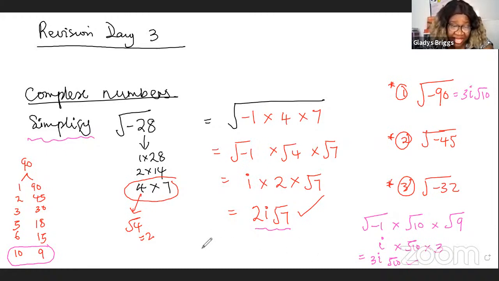Let's just say I have 3i root 20. I can simplify that further, yeah? Because I know that there's a 4 inside there, 4 times 5. I can bring out that 4, okay? But if I have 2 times 10, what am I going to do with it? They're both not square numbers, so I can leave them as they are. Do you understand? Yes.